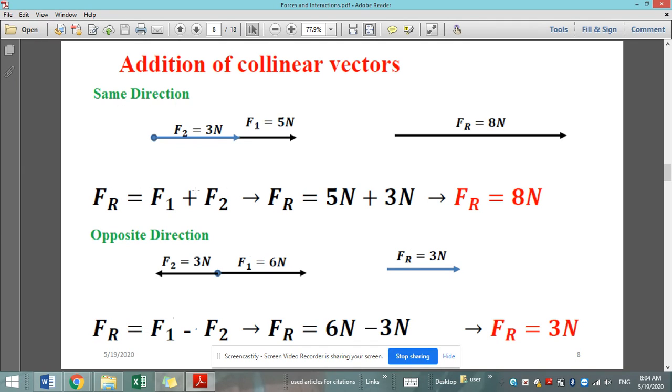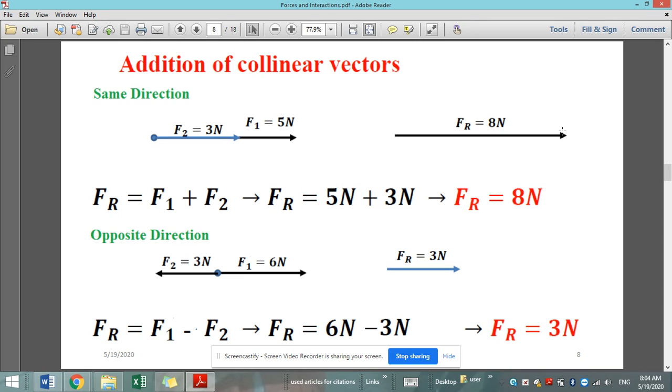Why plus F1 plus F2? Because by convention, the positive sense of horizontal direction is to the right. So these two forces are directed in the positive sense of the conventional positive direction. So that's why we say plus F1 plus F2. Fr then is equal to 5 Newton plus 3 Newton, which is equal to 8 Newton. So this is the resultant force of two forces.